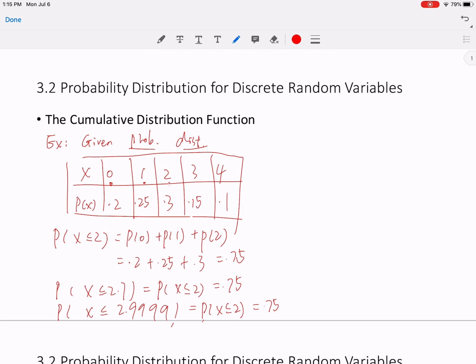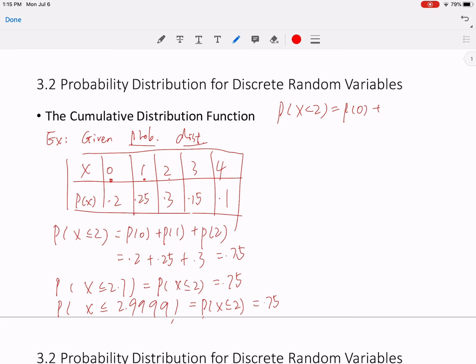And then what is the probability that x is less than 2? We don't have an equal sign here, which means x cannot be equal to 2. So we just need to see what x values are less than 2. In this case, it would be only 0 and 1. So the probability of x less than 2 is p of 0 plus p of 1, which is 0.2 plus 0.25, which is 0.45.